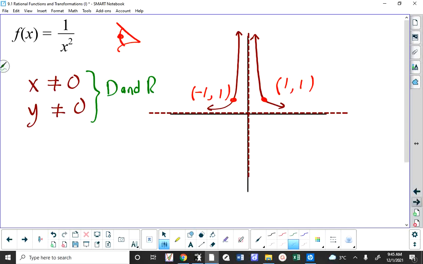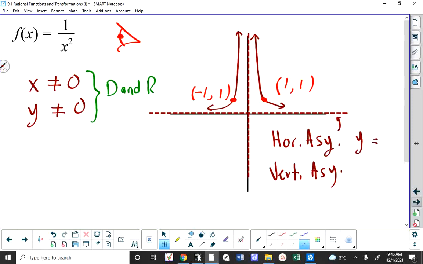But we didn't write the equations of the horizontal asymptote or of the vertical asymptote. And I think that's an important thing to talk briefly about here. What are the equations of these two asymptotes? So the horizontal asymptote is this line right here. And that line has an equation of y equals 0.